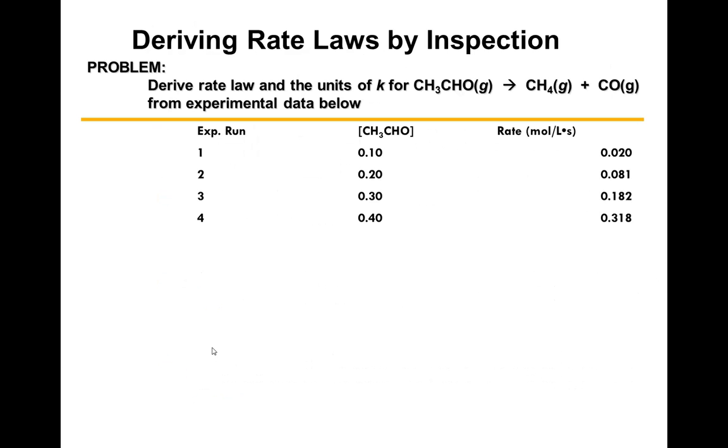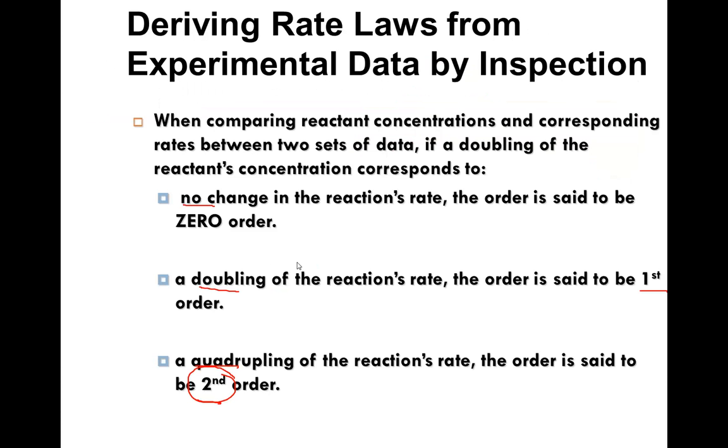So let's take a look at this. Derive the rate law and the units for k. Here we only have one reactant, so we only have one thing to look at. This doubled, 0.1 to 0.2. From experiment 1 to experiment 2 here, the rate quadrupled. So that means, if we look back at these rules up here, if it quadruples, it's second order.